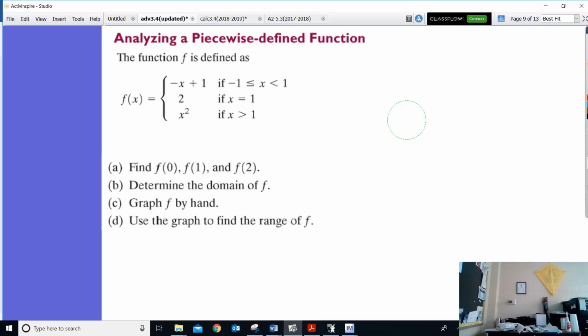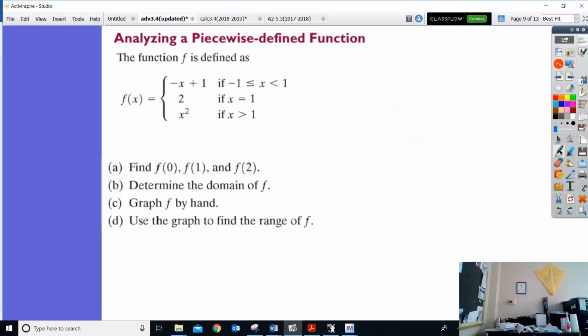It says you can't. It says I gotta be greater than what? 1. Which piece of that piecewise function can you plug a 0 in? The first one up top. Do you see that? It says so long as x is between -1 and 1. It's acceptable to put a 0 in. So we're just going to plug things in where they belong.